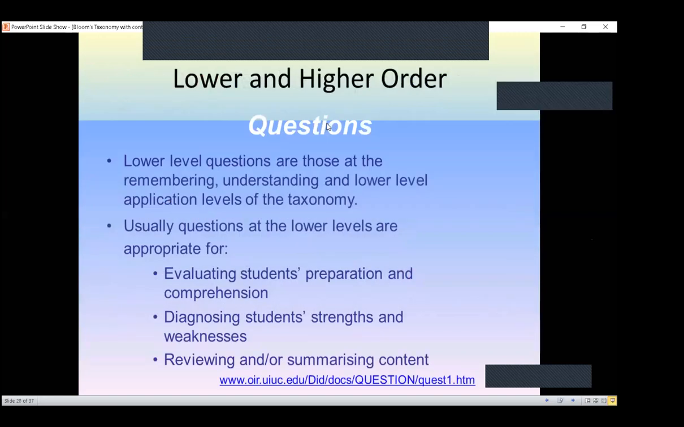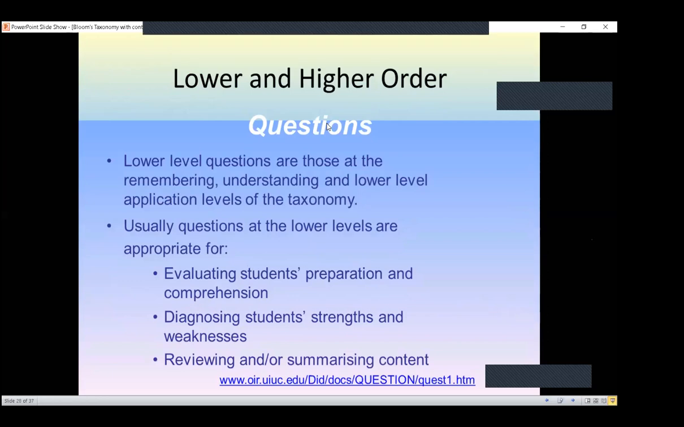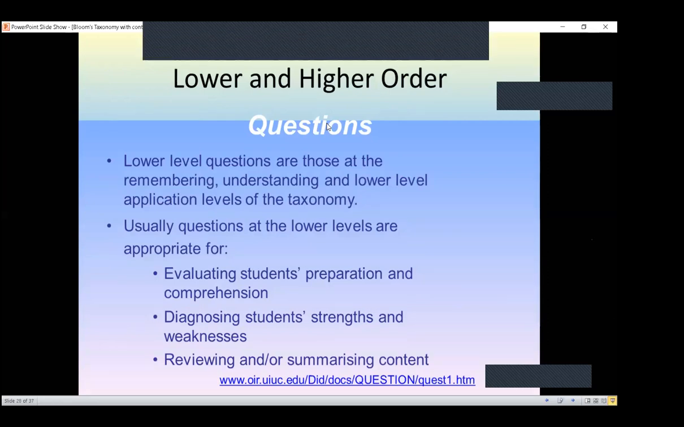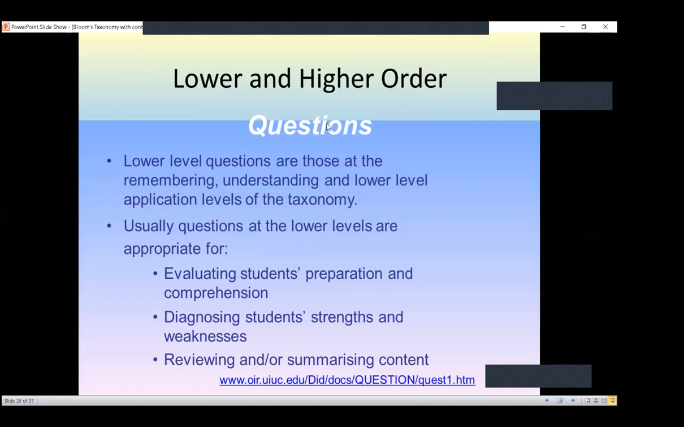Now, when we are talking about questions, examination is all about questions. So when we are talking about questions, lower level questions are, as I said, remembering and understanding. Basically, why are these kinds of questions also important? Through these questions, we can evaluate students' preparation and comprehension, whether students are understanding it or not.